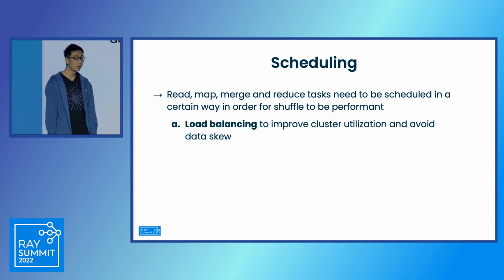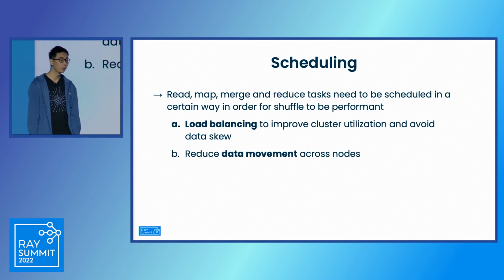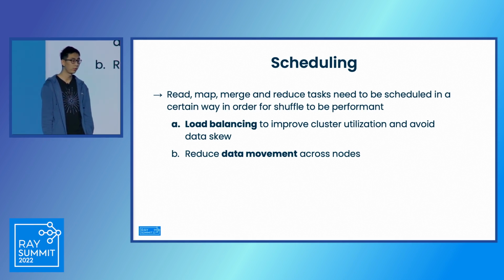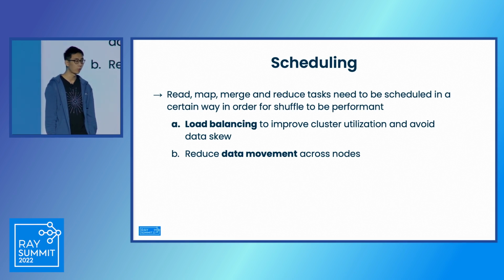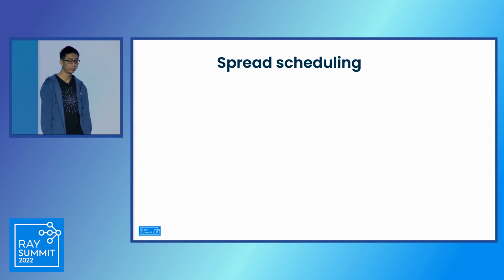First, we want to balance the load to improve the cluster utilization and avoid data skew. Second, we want to reduce data movement across nodes. Now let's see how different Ray scheduling strategies can be used to meet these requirements. So the first scheduling strategy is spread scheduling.